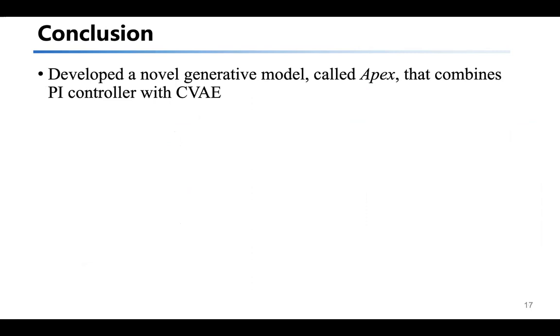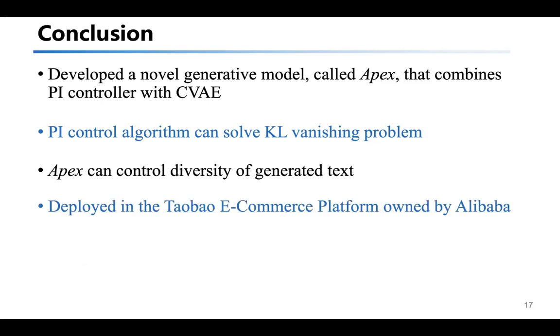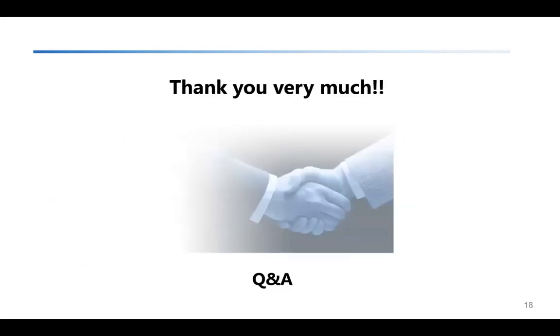Finally, let me conclude our paper. In our work, we propose a new generative model called APEX that combines a PI controller with a conditional VAE to generate more diverse text data. And also our PI controller can totally solve the KL vanishing problem. And also our APEX model can control the diversity of generated text. Finally, our model is currently deployed in the Taobao e-commerce platform owned by Alibaba. It can improve the click-through rate a lot. So this is the overall presentation.